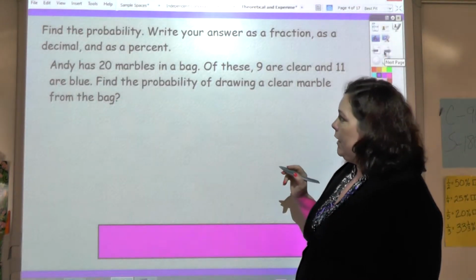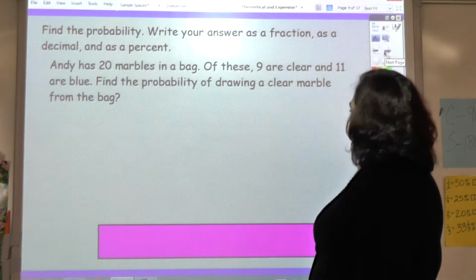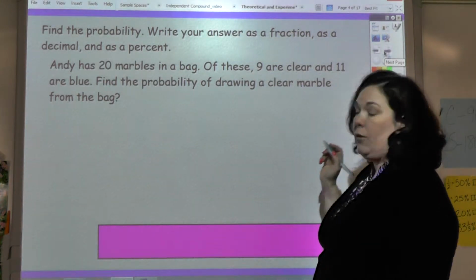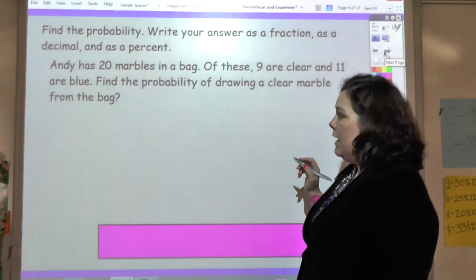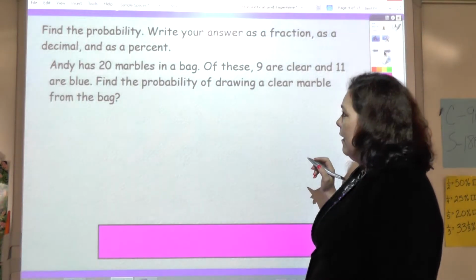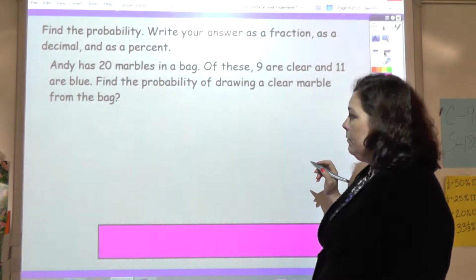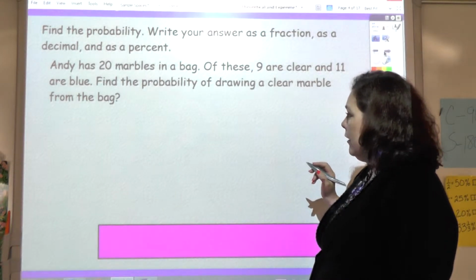Find the probability, write your answer as a fraction, as a decimal, and as a percent. So it wants you to do it all 3 different ways. Andy has 20 marbles in a bag. Of these, 9 are clear and 11 are blue. Find the probability of drawing a clear marble from the bag.